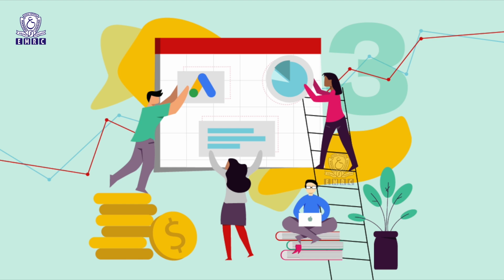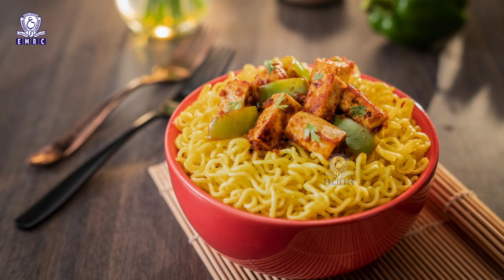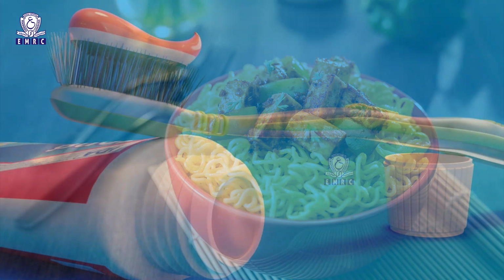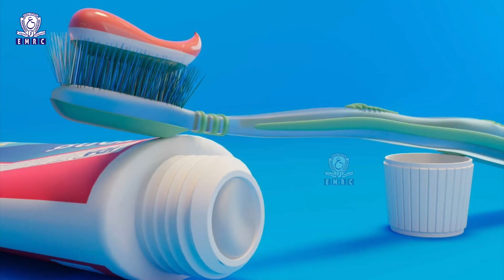The number of times advertising would be broadcasted also determines the budget. Product substitutability. If the product is unique and differentiated from other products in the market like Maggi, advertising budget is smaller. However, if all brands offer the same type of products like toothpaste, their expenditure on advertising is more.